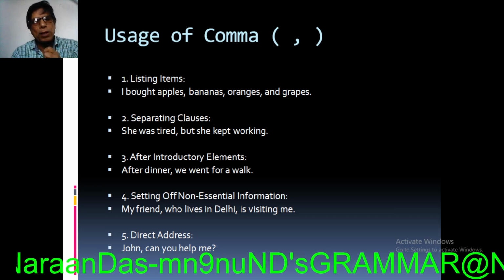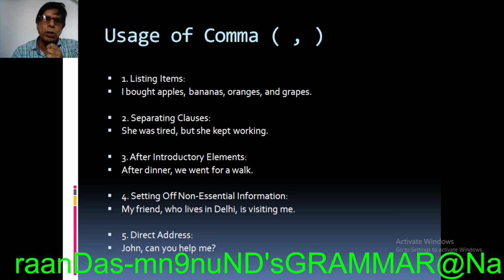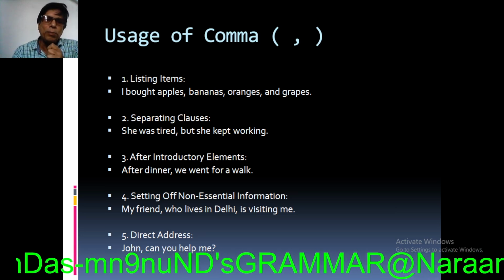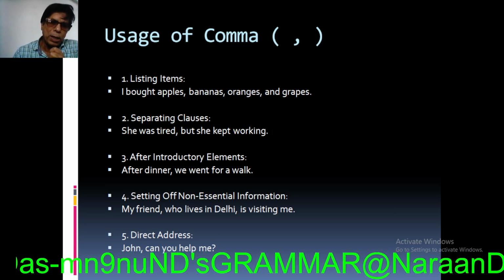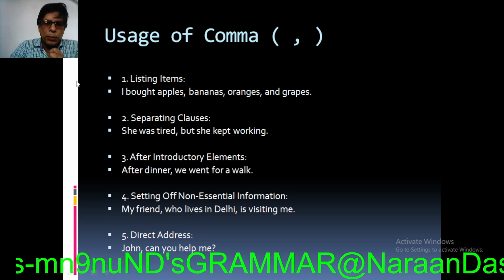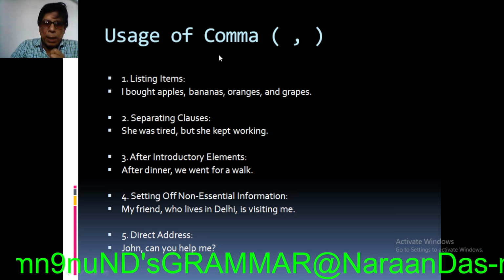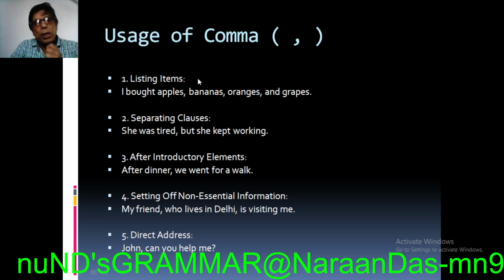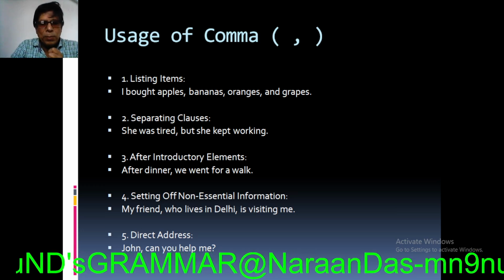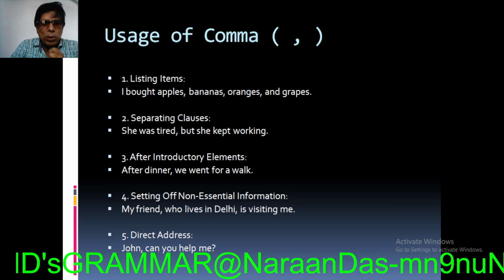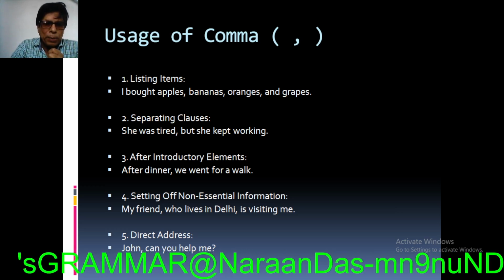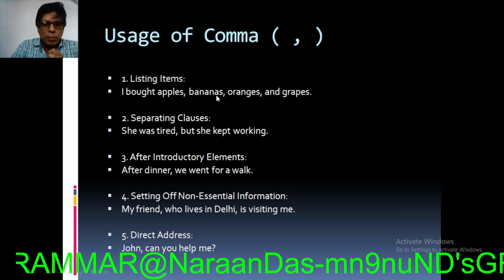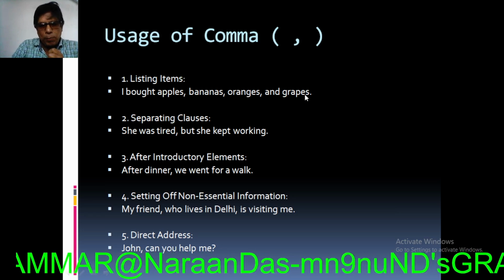There are so many punctuation marks, but here I will discuss a few important ones. The first one is the comma. Usages of the comma. Number one is listing items. When we list items, we separate each item with a comma. For example, I bought apples, bananas, oranges, and grapes.